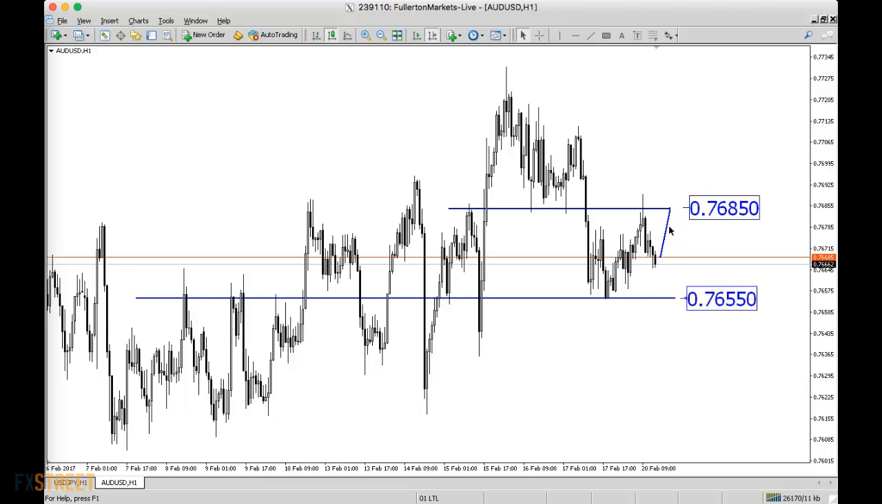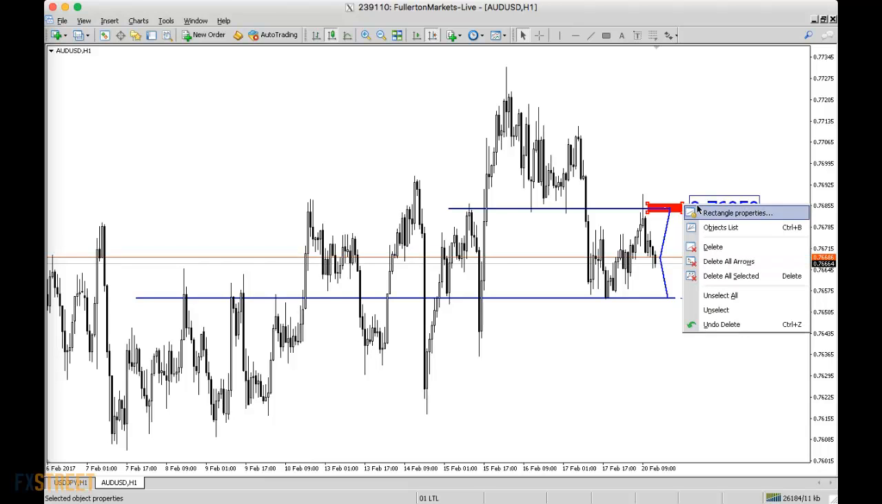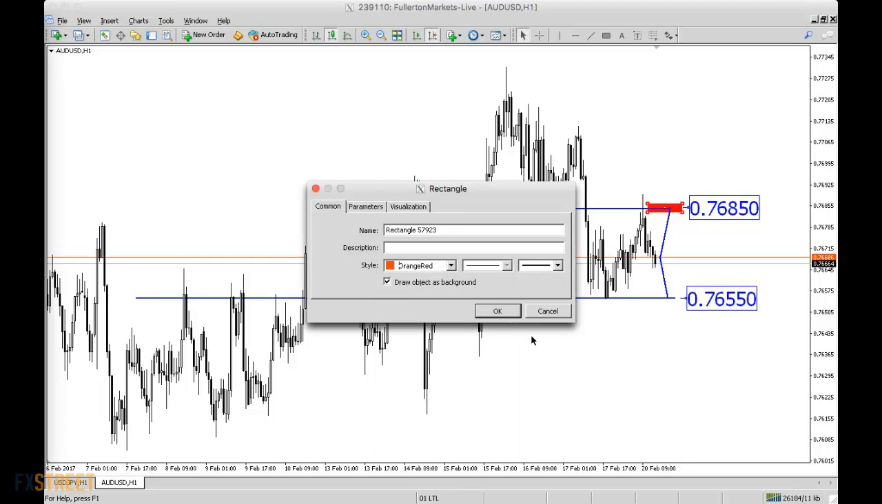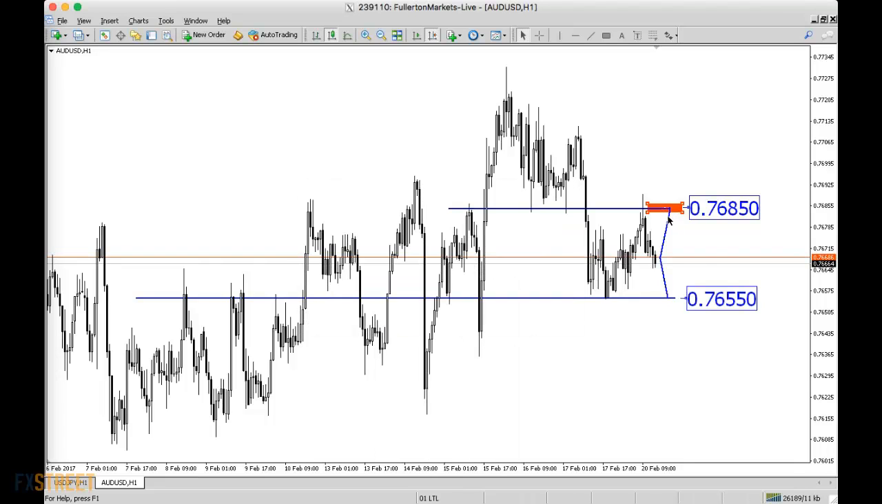So once price hits into the region, which is around 0.7685 or 0.7655, these two areas are basically what I call decision areas, where the market is likely to make a decision. So I'm going to change the color of the area. Okay, this will be the area.